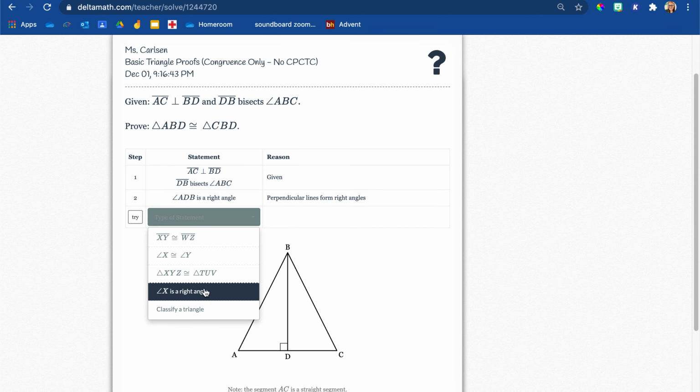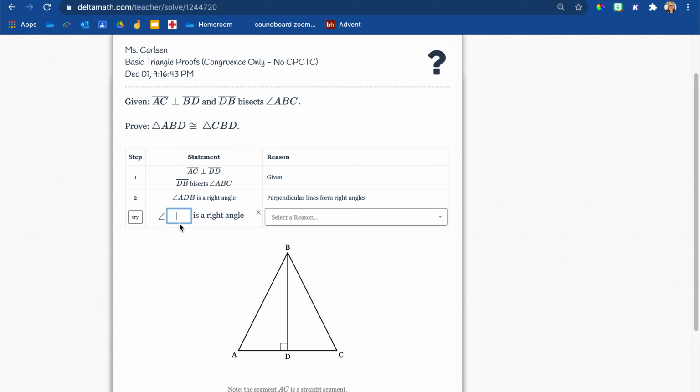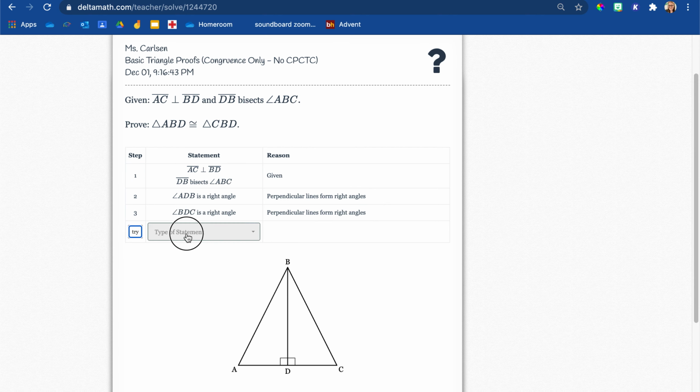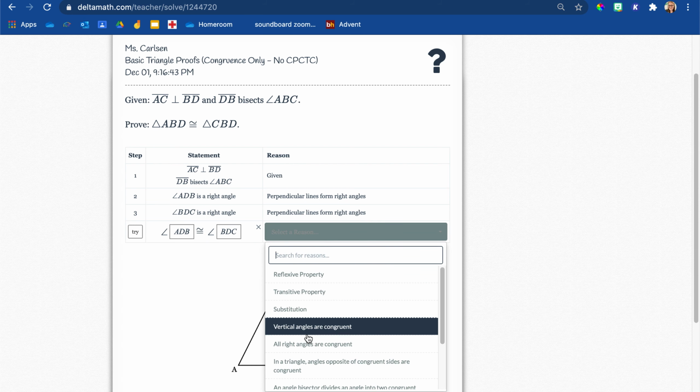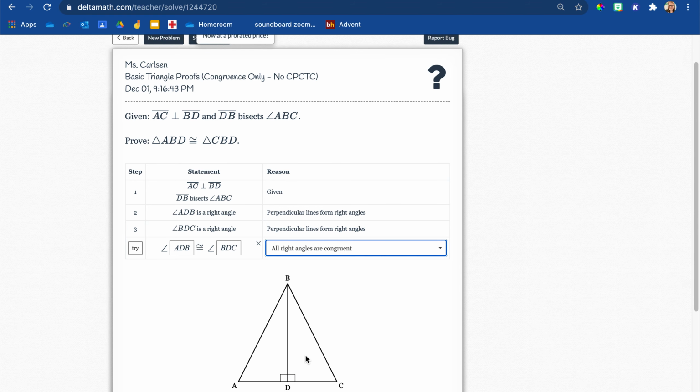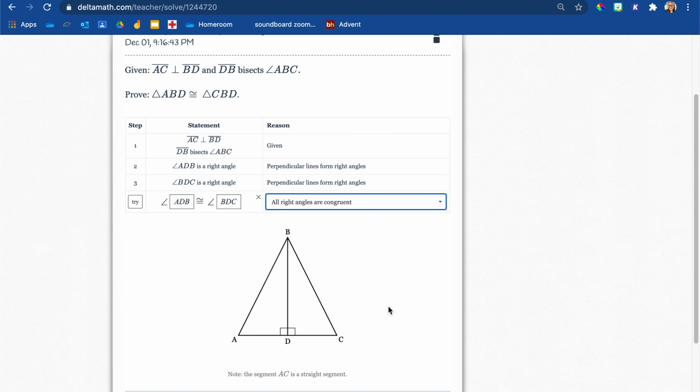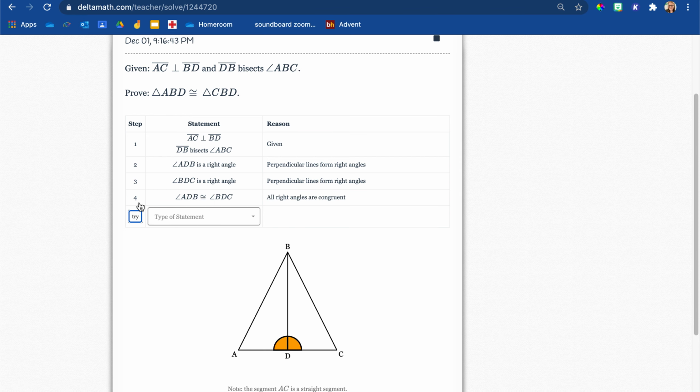We also know that angle BDC is going to be a right angle, because perpendicular lines form right angles. And now that those are both perpendicular, we can say that they are equal to each other. So we've got ADB congruent to BDC, because those are both right angles. And we're looking for all right angles are congruent. Try that, and it worked.